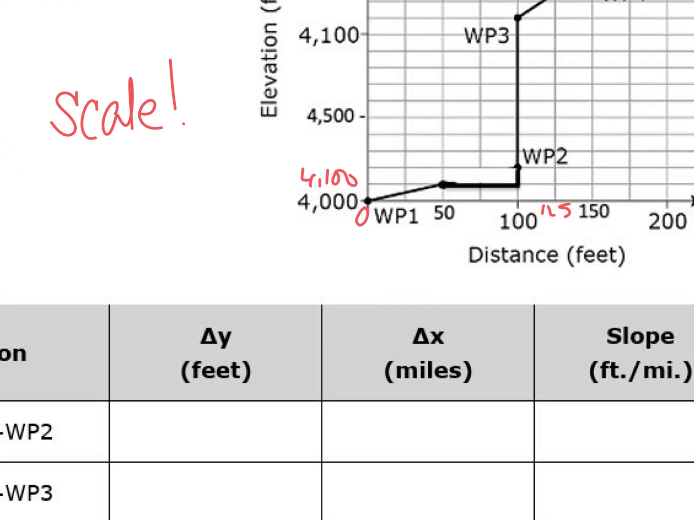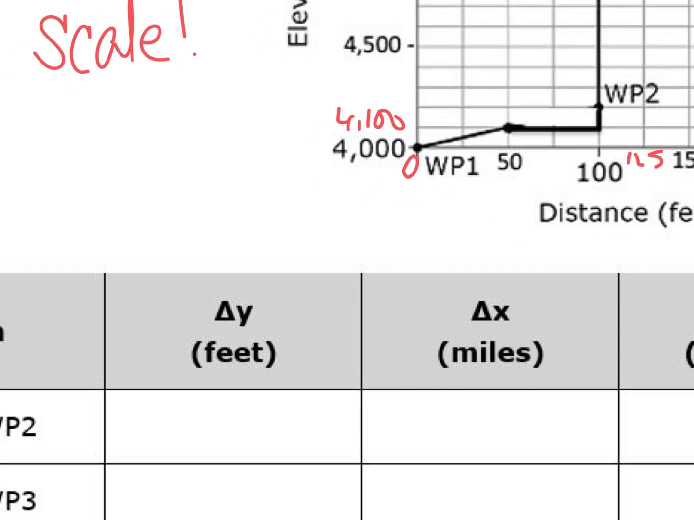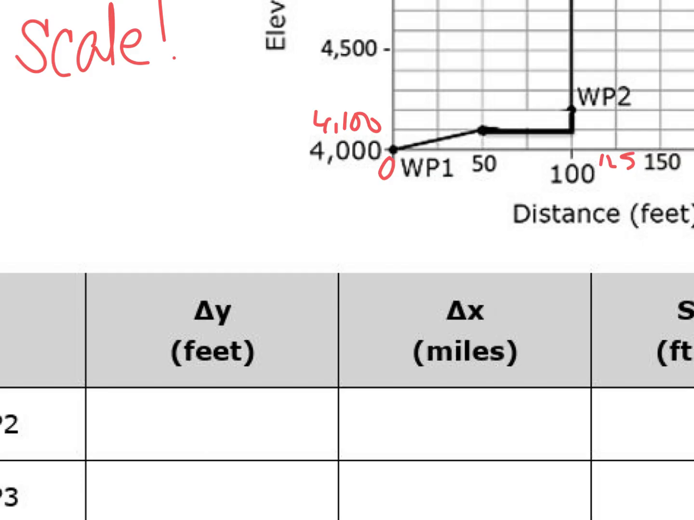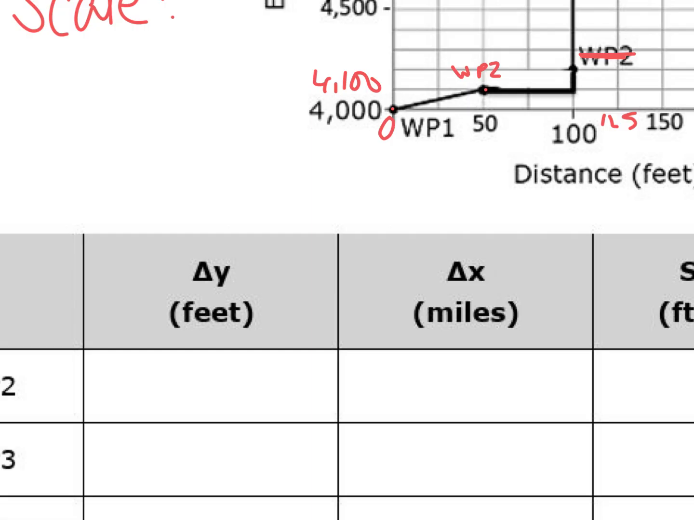So we're going to start with looking at this WP1 to 2. I didn't label this super well because I modified this graph. So we're going to count from here to here. So our change in y, remember that's going to be our rise, and our change in x is going to be our run. So if I'm counting up, remember this is counting by 100, so my rise is 100, and my run, counting by 25s, is 50.